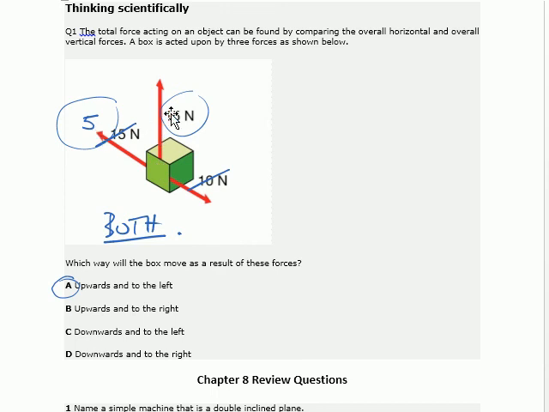Now if these 15 were pointing in opposite directions, they'd cancel each other out, but they don't. What we have here is of left and right, the left one is stronger, so we'll have some movement left, and there's that upward force as well. So the answer here is upwards and to the left.